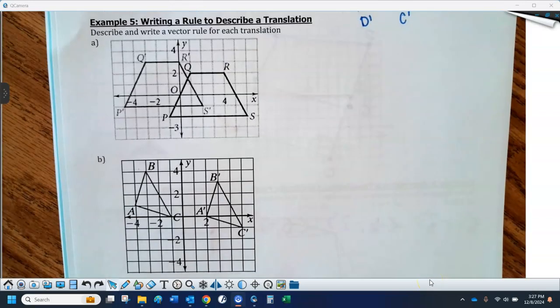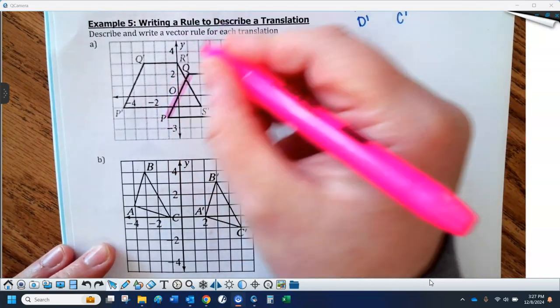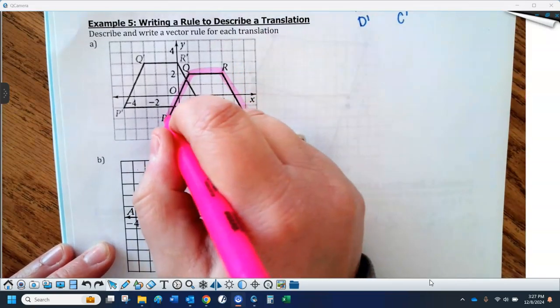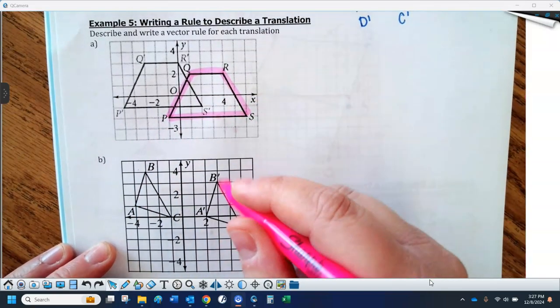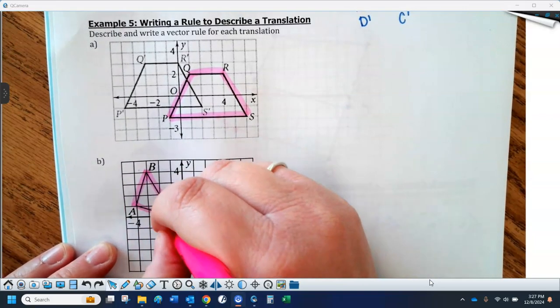Now, all we're doing down here at the bottom, I just slid my notes up here. In example 5, they're going to give us a picture. So I'm going to go ahead, the ones that don't have the prime. So this is Q, R, S, P. Here's my original. And same thing down here. Let me just go ahead. Here's the original ABC. That's the original triangle.